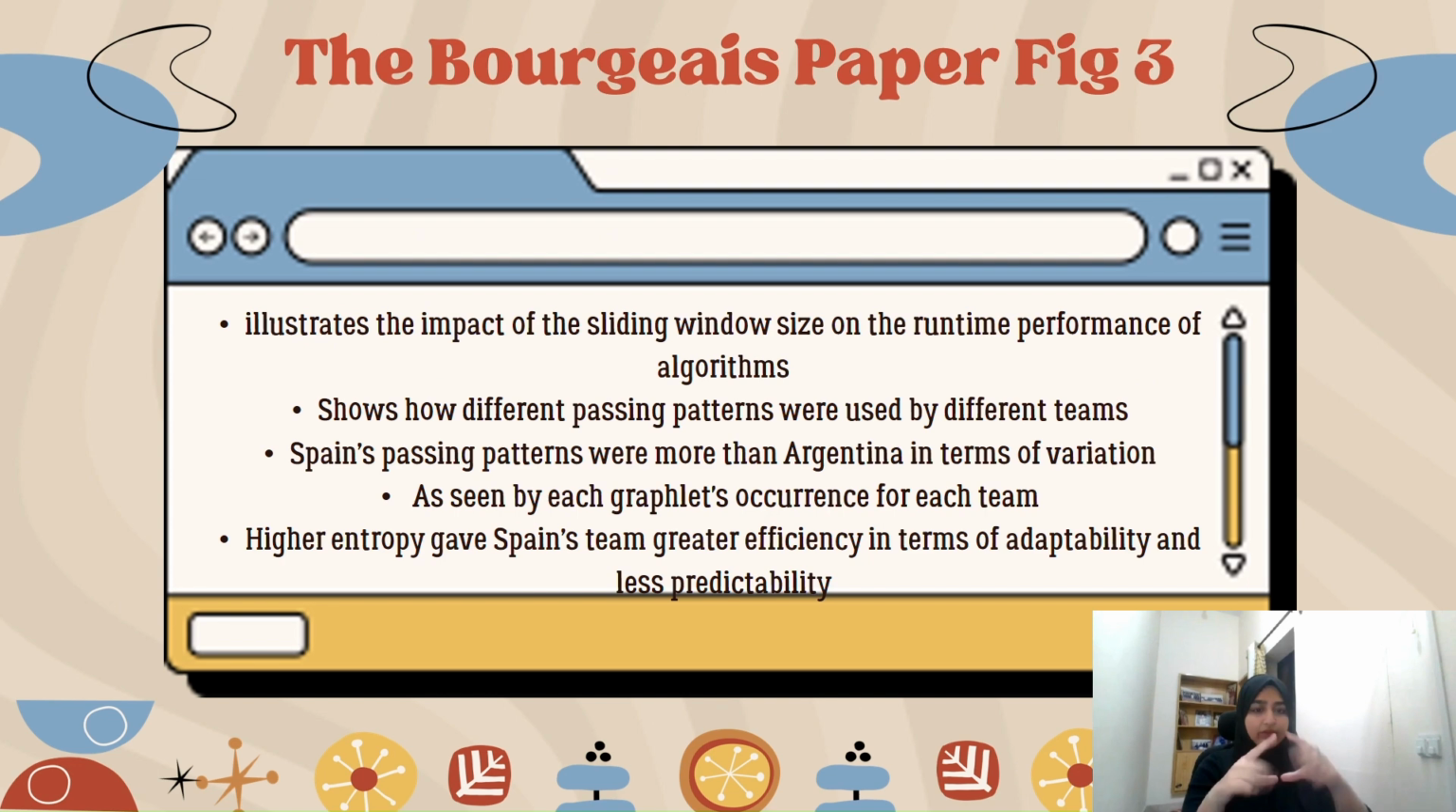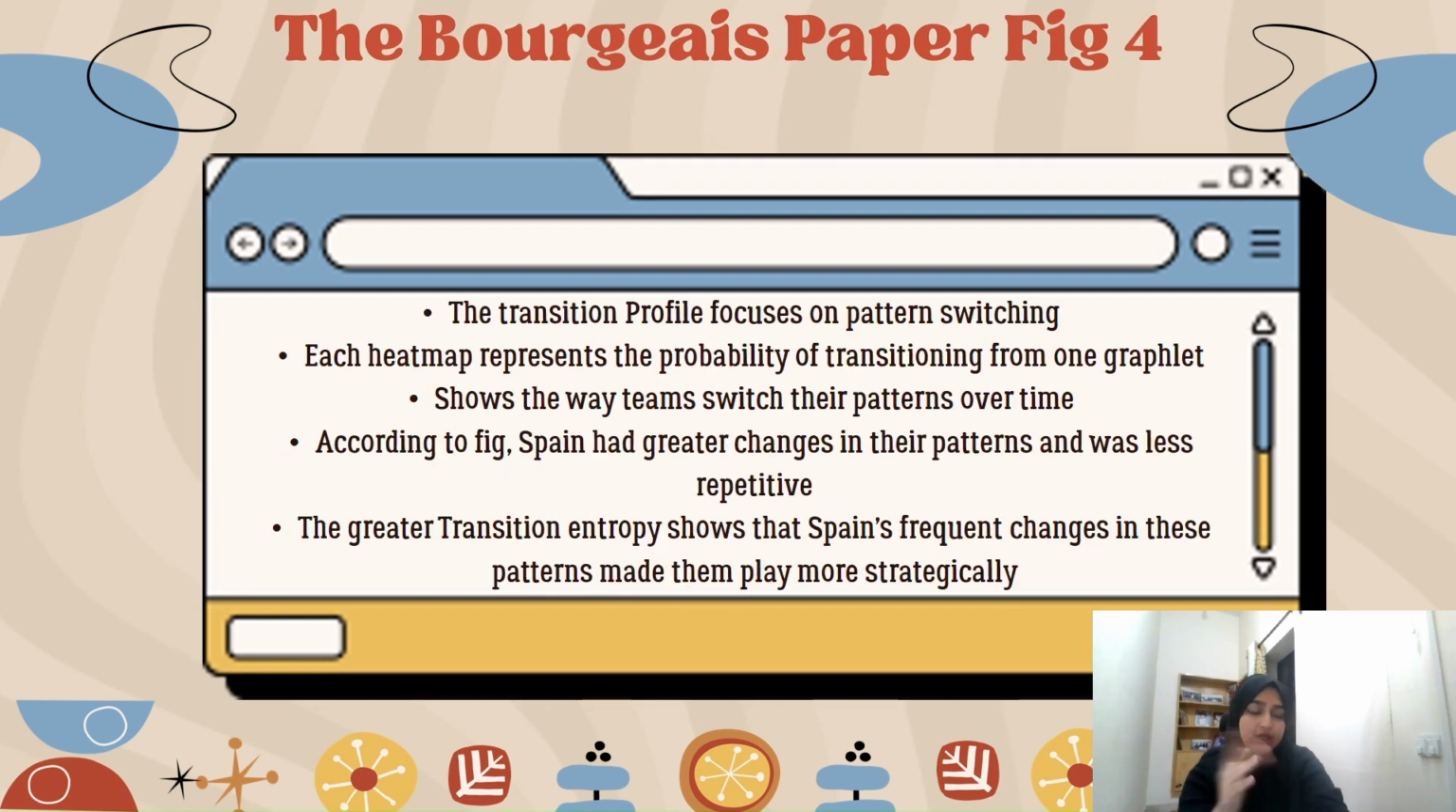We have been given a figure, and in this figure, you can see that the Argentina team employed the same passing scheme, again and again, having less entropy, giving Spain an easier way to win over them as they were changing their technique again and again. Next figure we have is the heat map. Heat maps of both the teams. Heat map basically shows the probability of transitioning from one graphlet to another. The more change, the better.